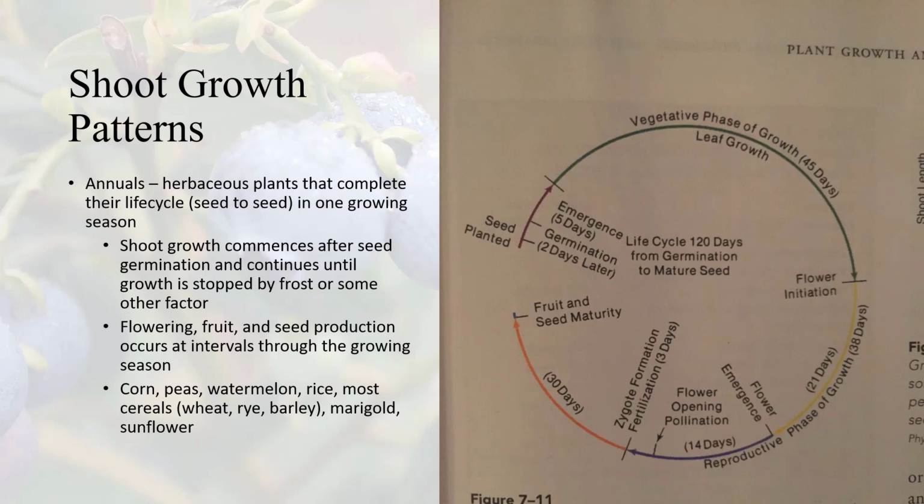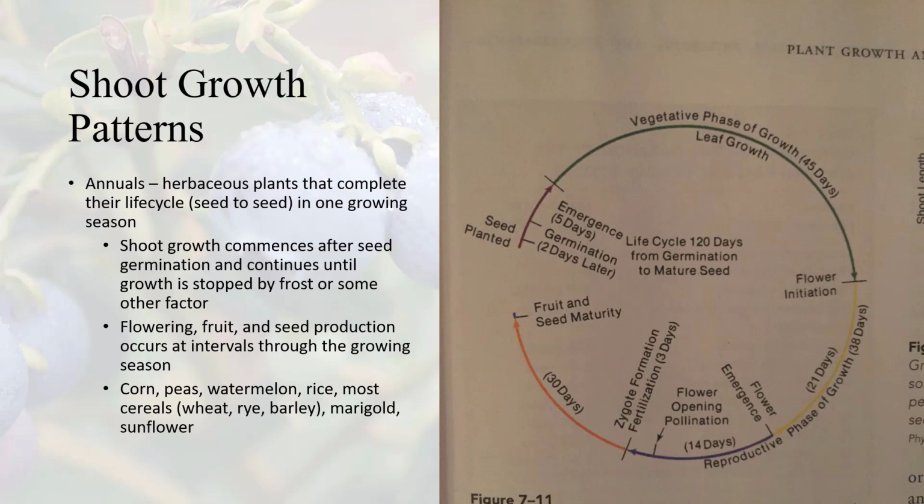Now, we can also look at the shoot growth patterns, right? Now, our plants have three main patterns of growth. There are annuals, there are biennials, and there are perennials. So your annuals are herbaceous plants that complete their life cycle, going from seed to seed in one growing season. So they go through everything from germination to vegetative growth to phase change, which we're going to talk about, flowering, fruit and seed production, all occurs in one growing season.